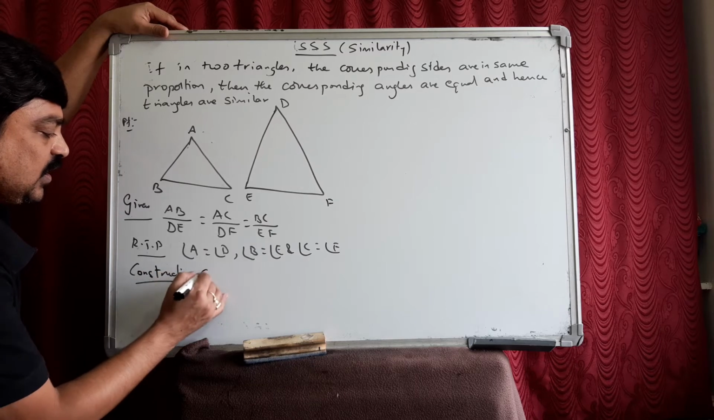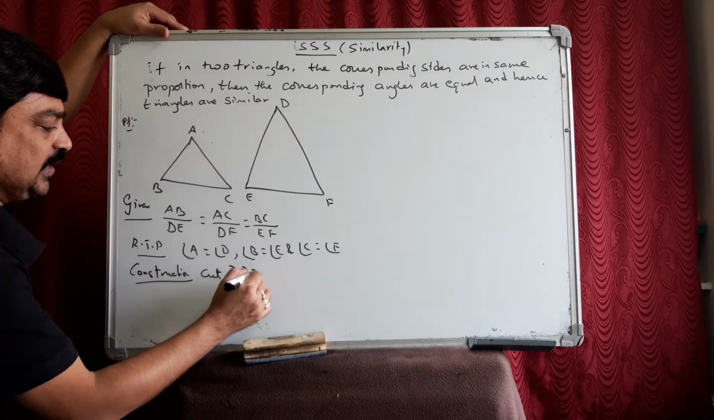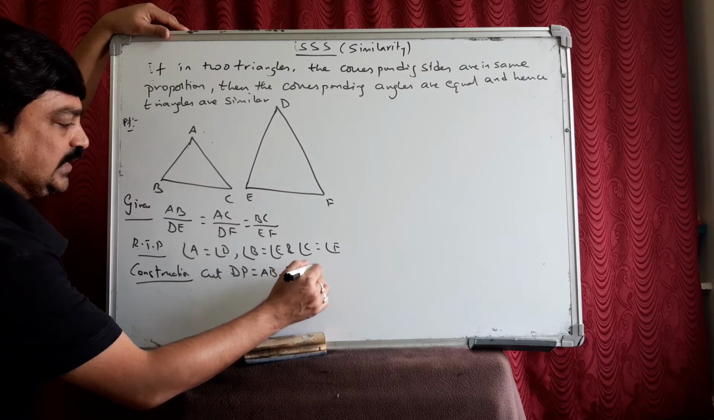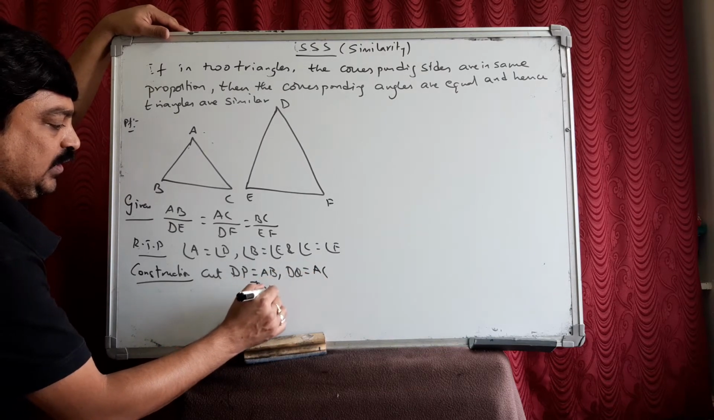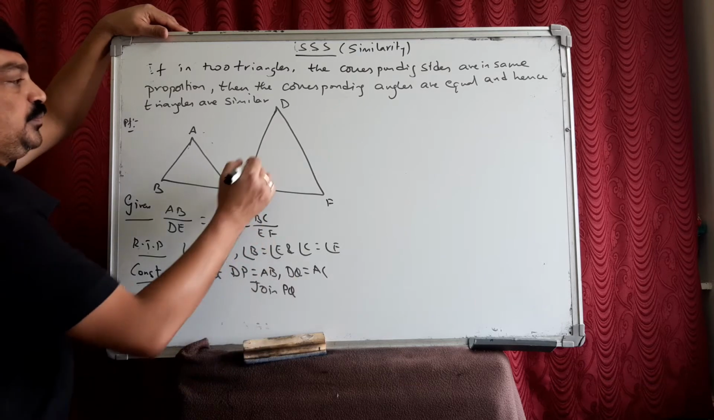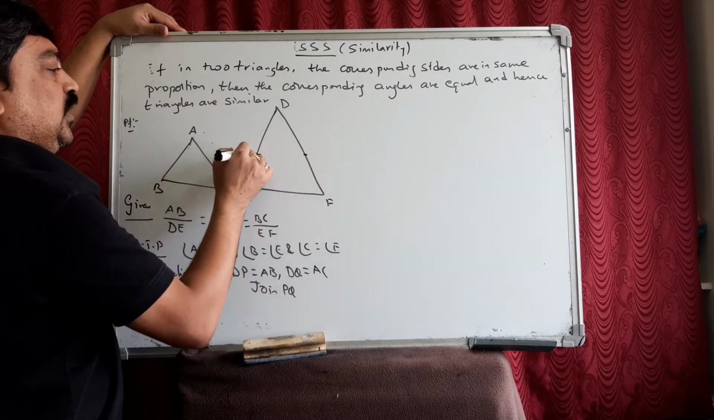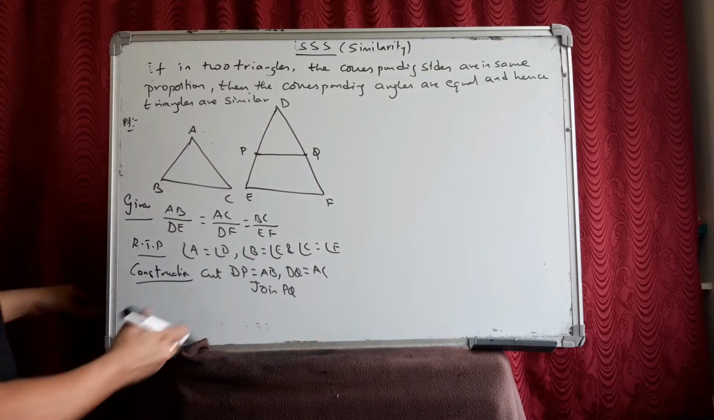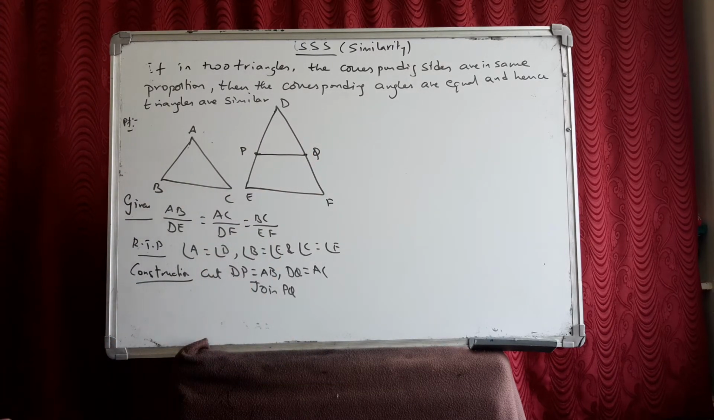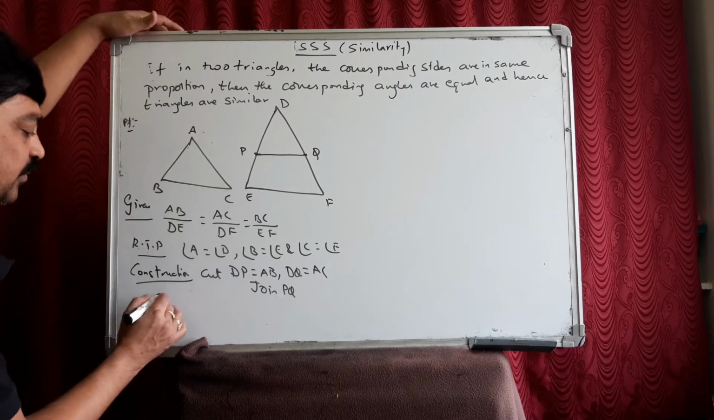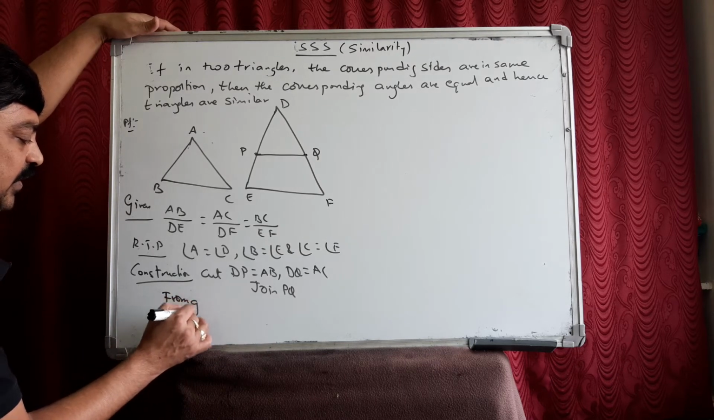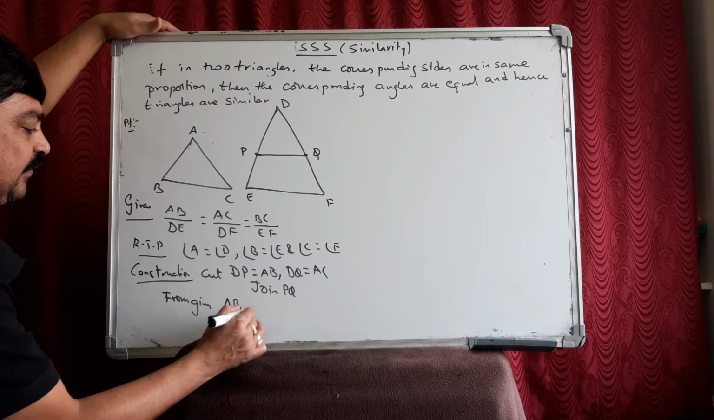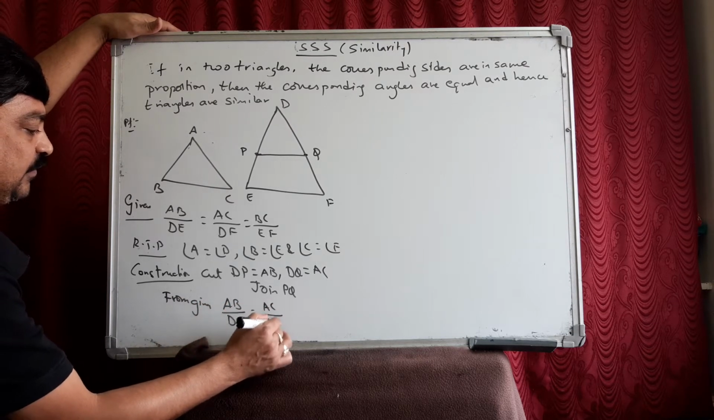Construction: cut DP is equal to AB and DQ is equal to AC and join PQ. Take P and Q here, join PQ. Okay. Now you have taken DP. Now from the given we have to take something. So we start from the given. From the given, what is given here? We take any two: AB by DE is equal to AC by DF.